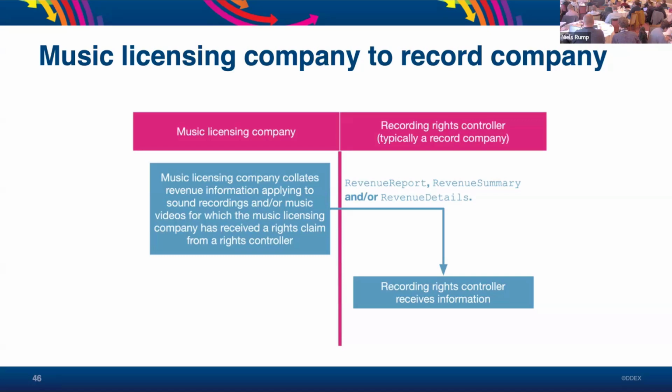And the three messages that you see there on the right are the three messages that RDR-R 1.1 contains: the revenue report, which references the 1.0 structure, and the two messages that convey exactly the same set of data, but is now split into a summary message and a details message. And I will explain that distinction a little bit later.